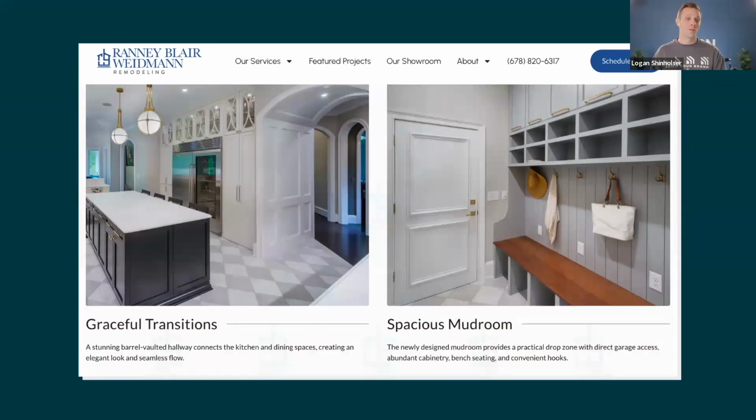Then we also want to be able to highlight maybe special features. Again, if it knows that I have kids, it's going to go, look, you need a mudroom, man. You didn't specifically ask for a remodeling company that also does mudrooms, but we know that you're going to need one. Let's go ahead and make that happen.